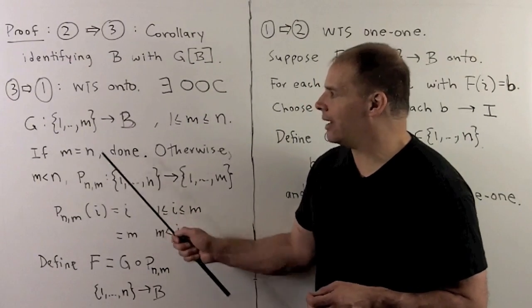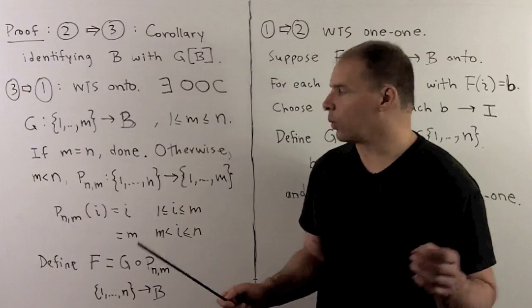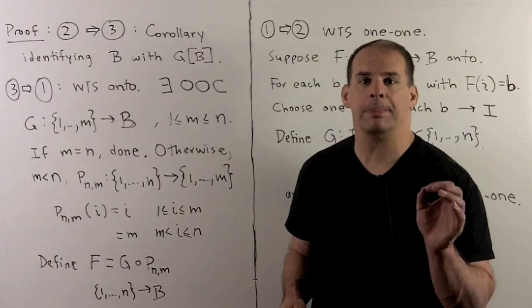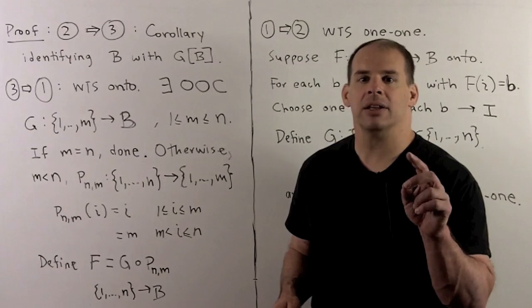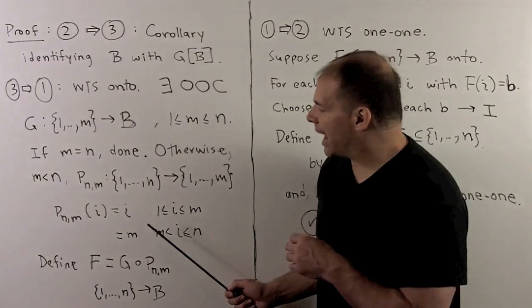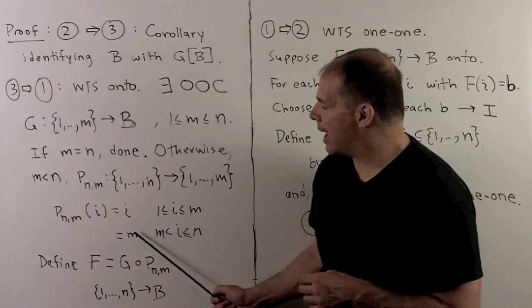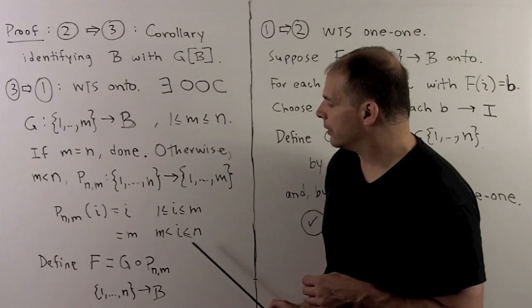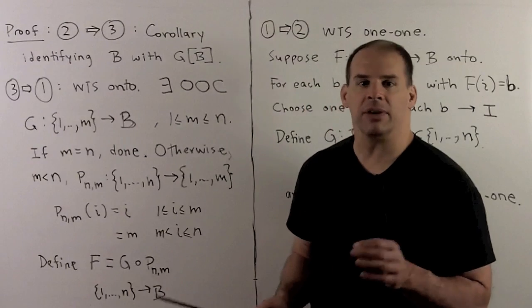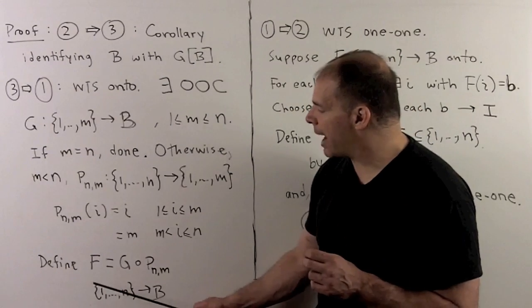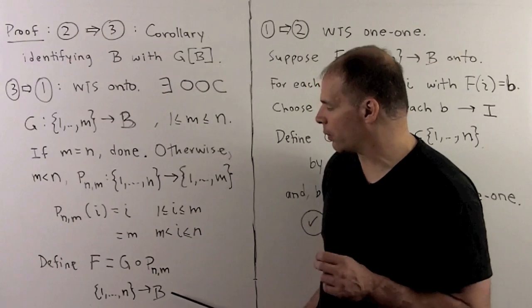If m is equal to n, then we're done. Otherwise, if m is strictly less than n, we can define a map, pi sub nm. It's going to carry 1 through n to 1 through m, defined as: we send i to i if i is between 1 and m, and otherwise we send i to m. Then the map f, given as the composition of g with pi sub nm, is going to be the onto map from 1 through n to B that we're looking for.